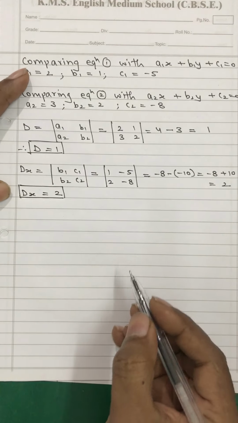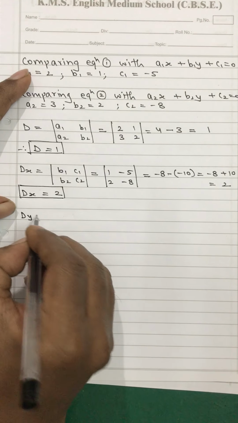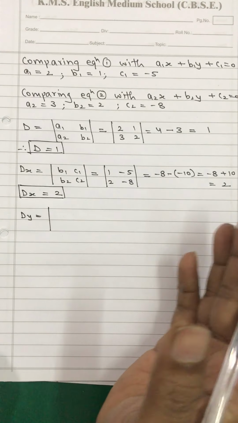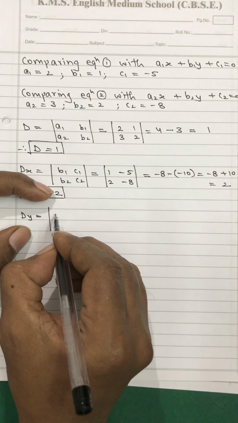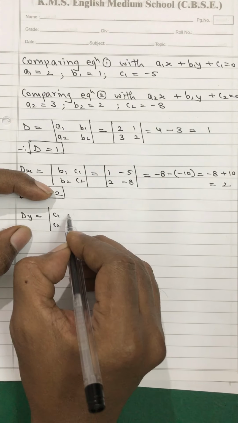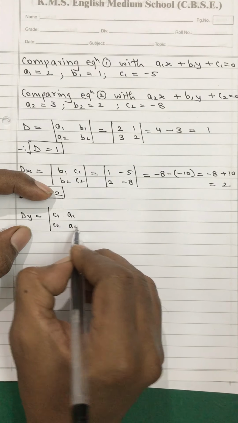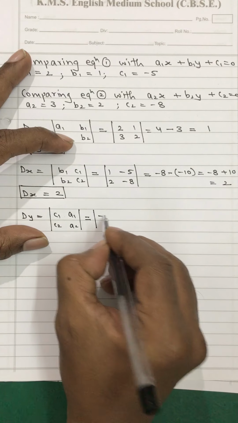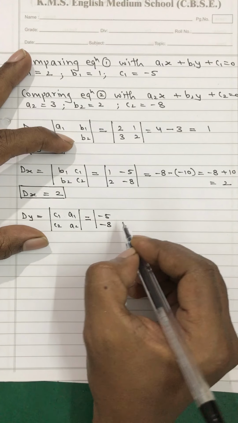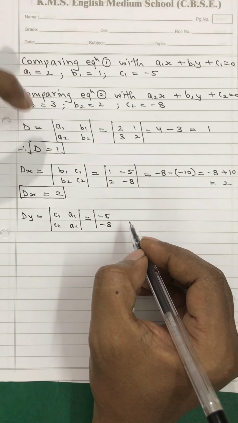Fine. Now I go to find the value of dy. Now because c1 c2 is on the left hand side, for y I will have to swap the places of c1 c2 and this will become a1 a2. c1 c2 is minus 5 minus 8 and a1 a2 is 2 3.